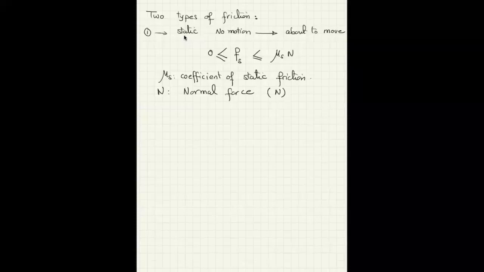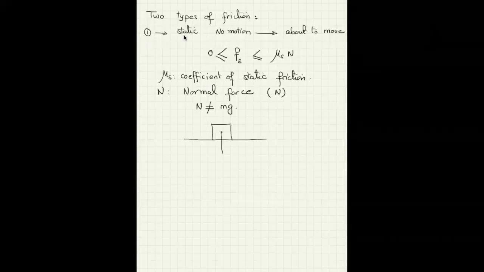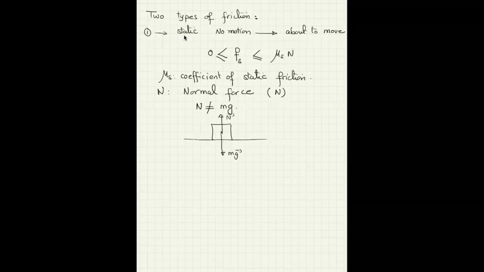Now, one thing that I want you to know here, that we don't always have normal equals mg. That is the case only when I have it on a horizontal surface like this. Then here, this is mg, this is the normal. This is the only case, but you might have other cases where the normal equals more than the weight or less than the weight.